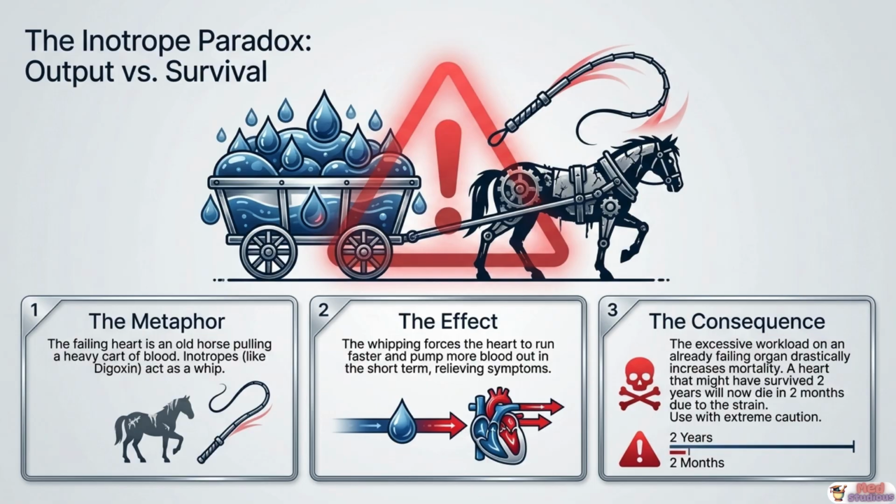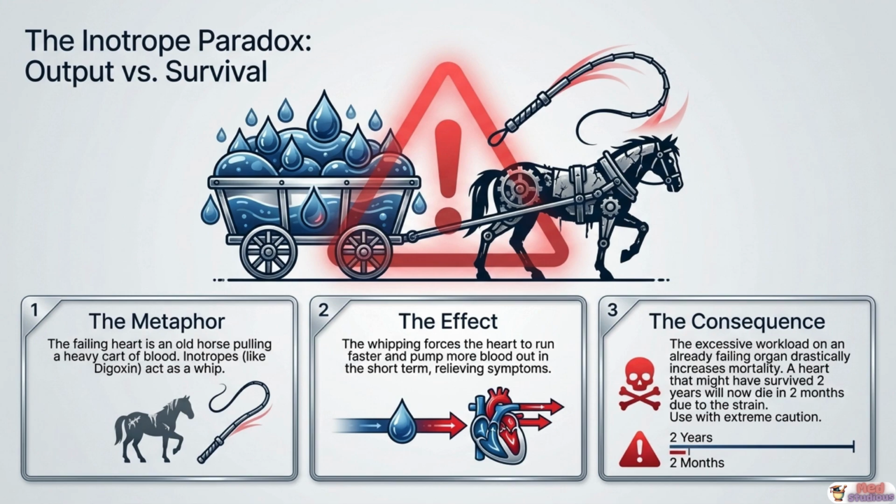But here is the paradox. The excessive mechanical workload imposed on an already failing myocardium dramatically accelerates myocardial cell death and arrhythmogenesis. The clinical consequence is stark. A heart that might have functioned for another 2 years under conservative management will, after chronic inotrope therapy, succumb in as little as 2 months.